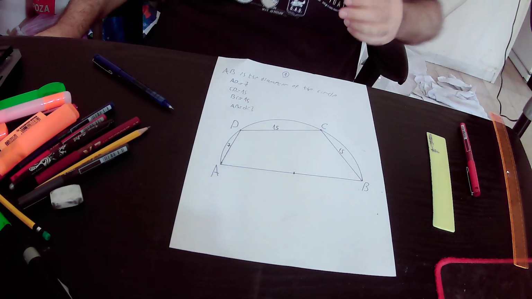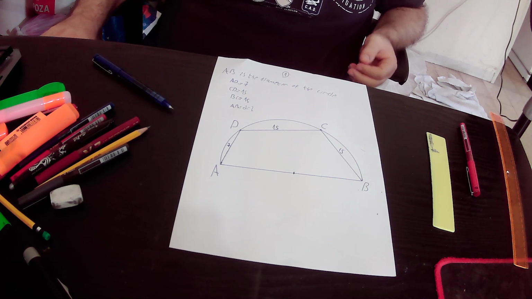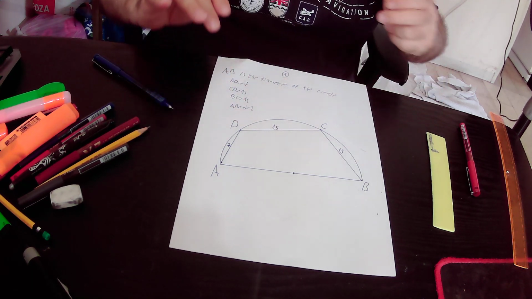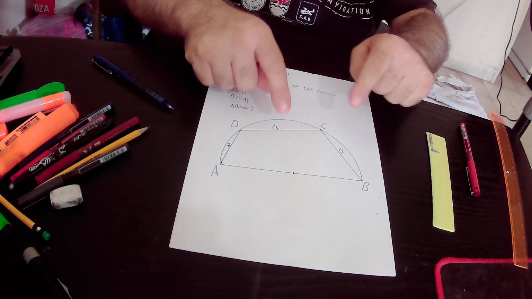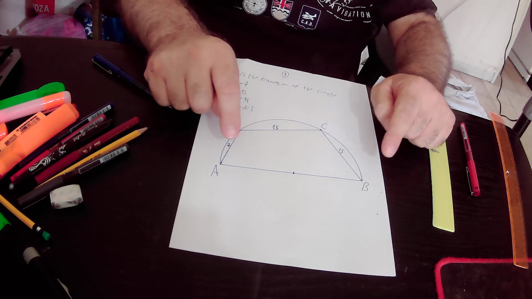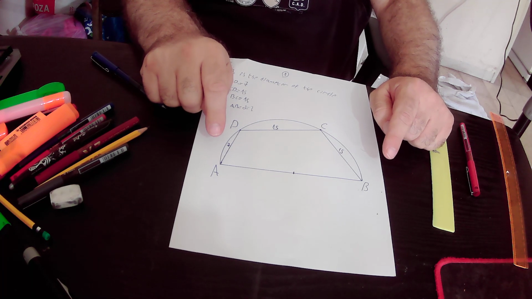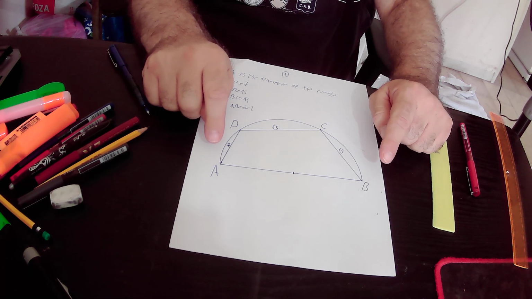Hello, in this lecture we will find the diameter of the semicircle. In the drawing we have a semicircle. The diameter of this semicircle is AB, and we want to find out the size of AB.